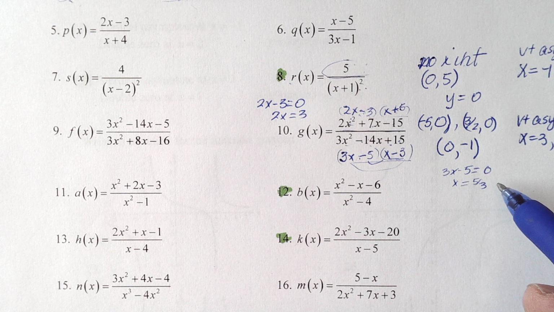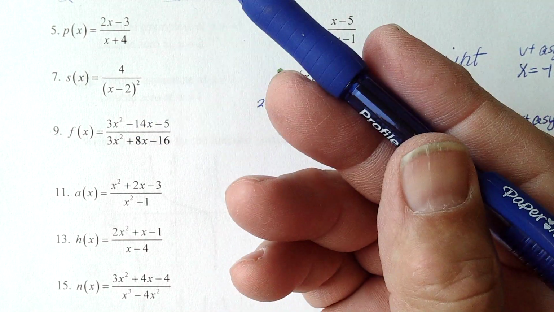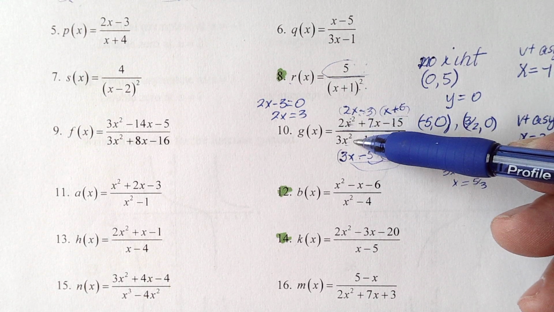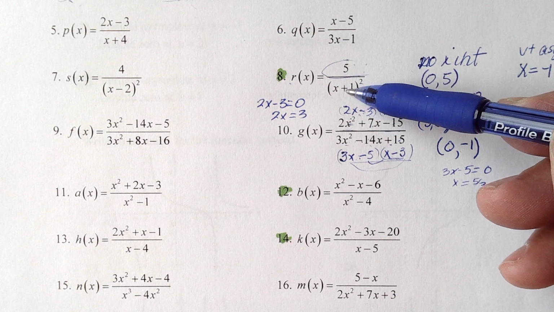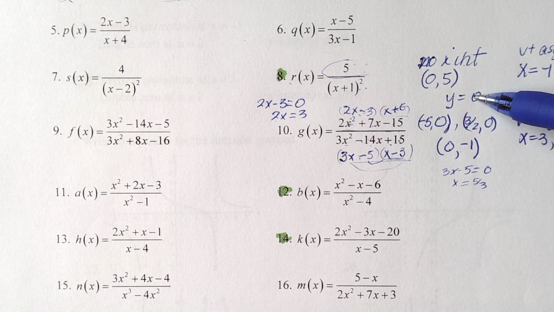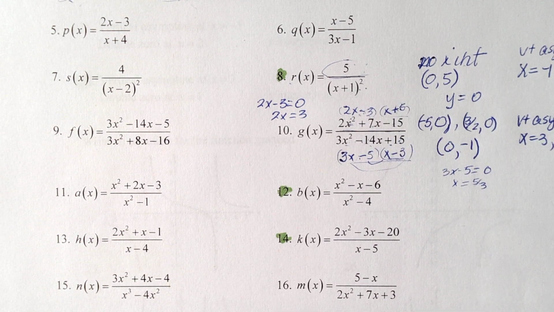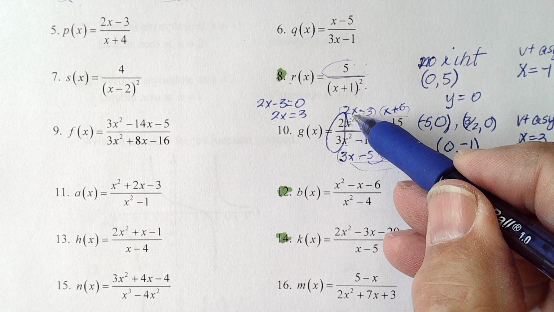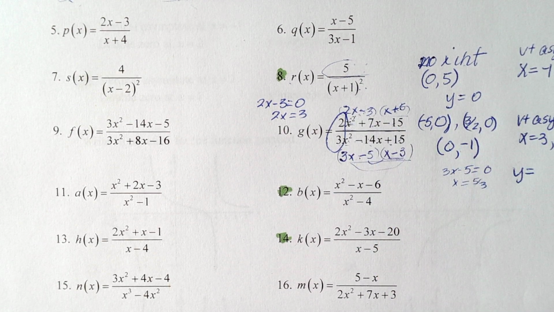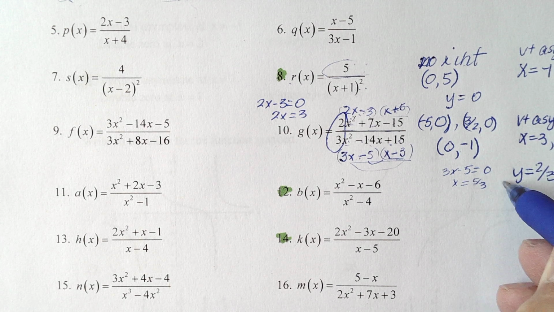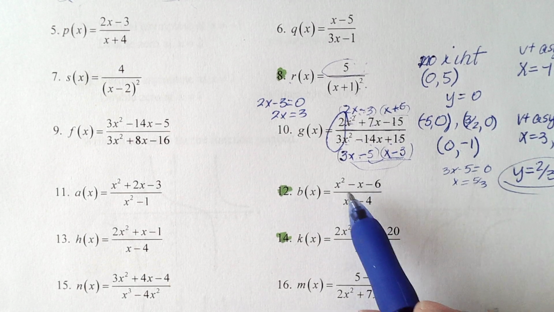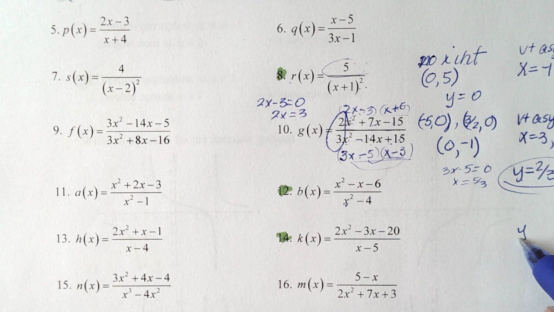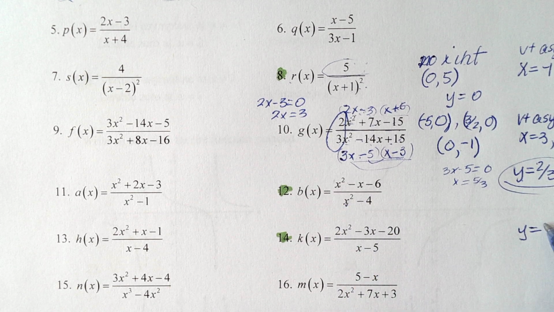And define the horizontal or oblique. We look at the degree. Same degree. So not like this one where the degree of the denominator is bigger than the numerator. It goes to 0. This one, they're equal, and so it goes to the ratio of the leading coefficients. The leading coefficient here is 2, leading coefficient here is 3, so it's 2/3. This one, same degree, so the horizontal one is going to be y equals 1 over 1, or 1.